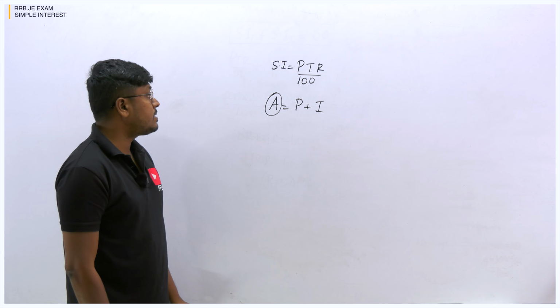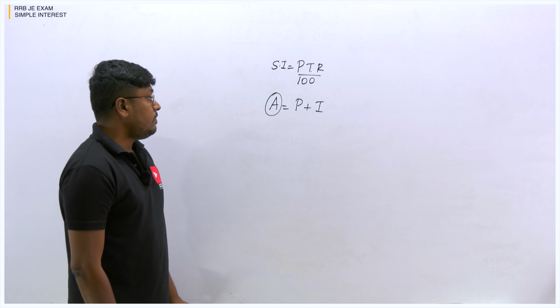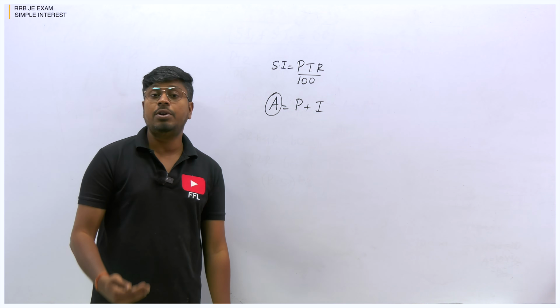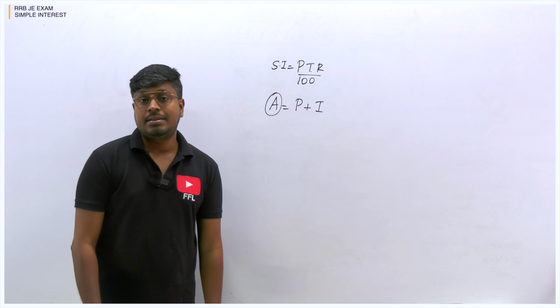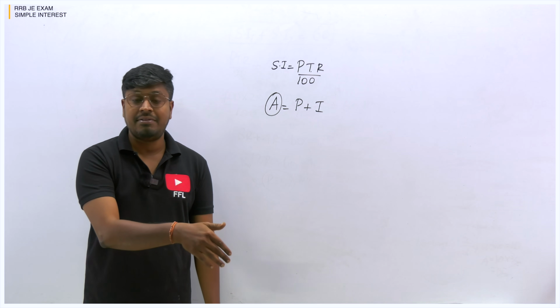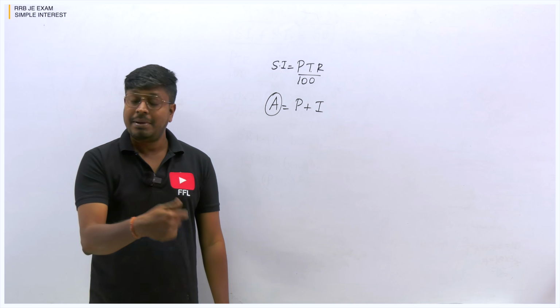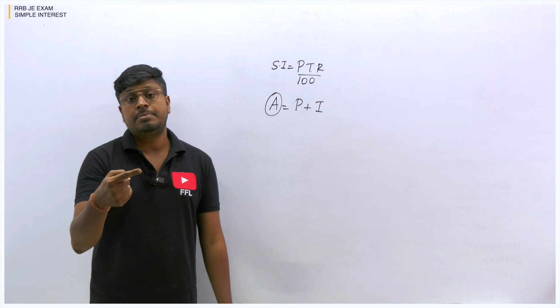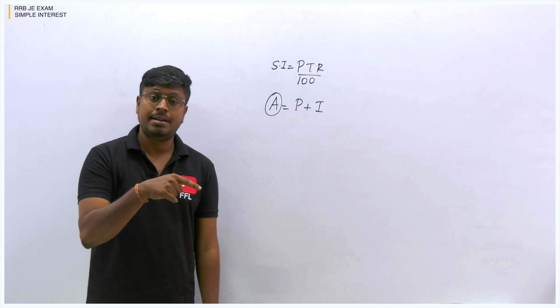Other than this, we don't have many concepts in simple interest. Only when you are learning compound interest, you have to understand how to find compound half-yearly, compound annually, compound quarterly, many things are there. Population increase, population decrease. Every concept is there in compound interest, but in simple interest we have only a minimum number of concepts.